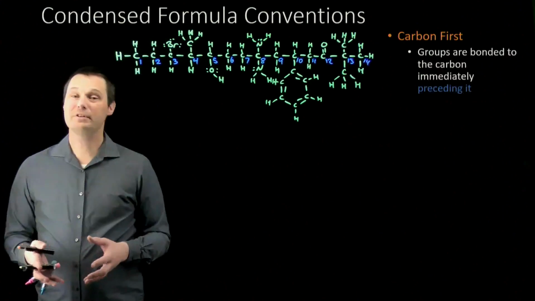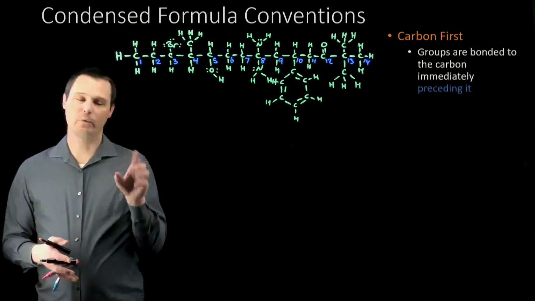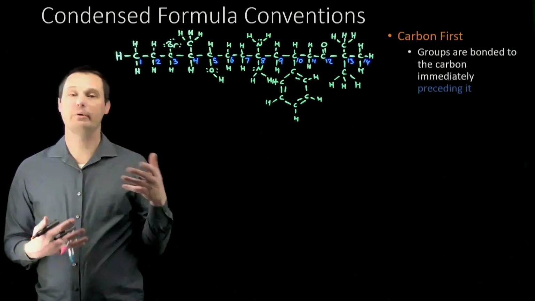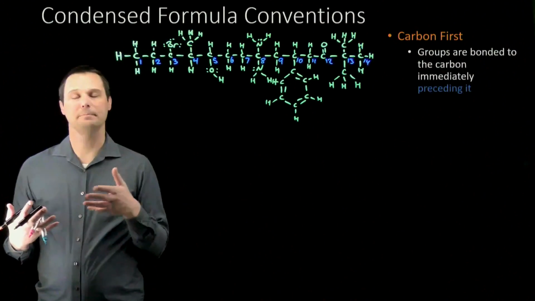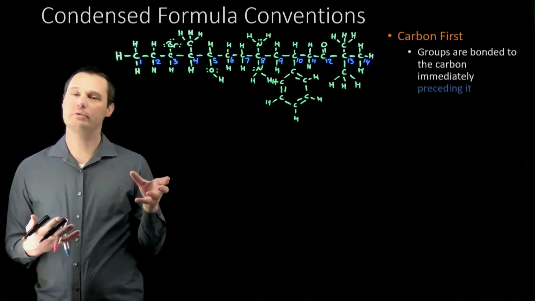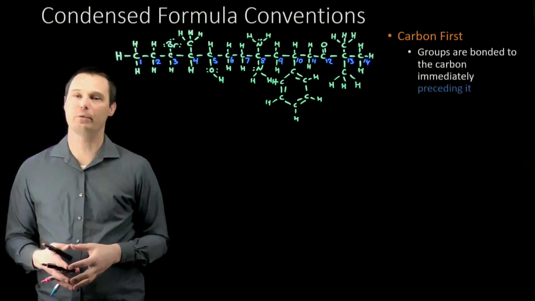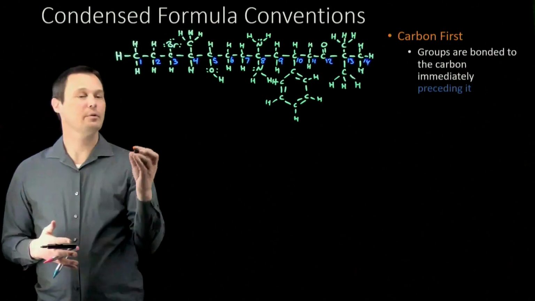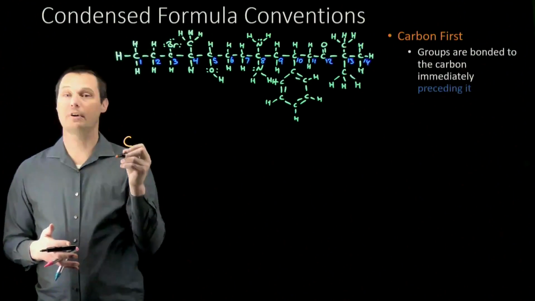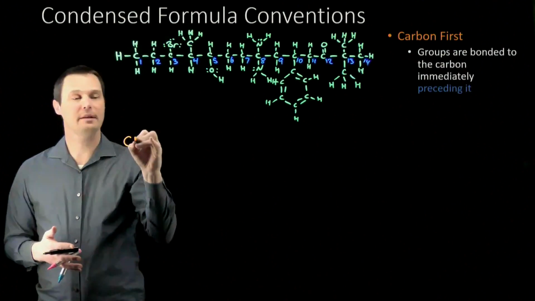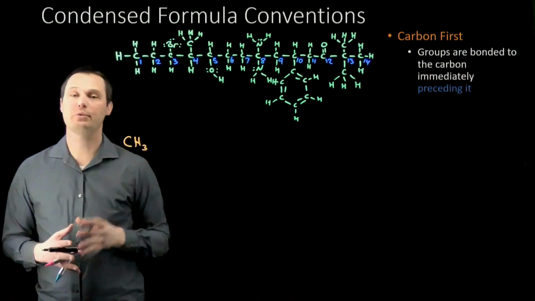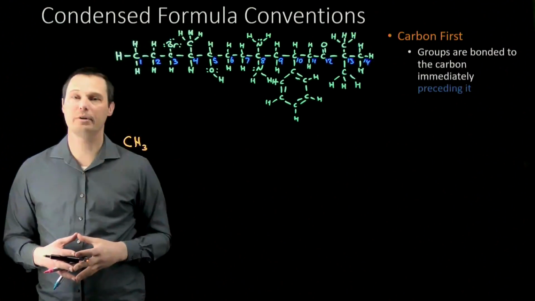Let's get started. The first convention says that we write the carbon first. We write the letter C for carbon, and then after the C, we write all of the things that are bonded to that carbon. Anytime we see bonding groups in organic chemistry condensed formulas, they are always bonded to the carbon immediately preceding it in the condensed formula. So for this condensed formula, if we start with carbon 1, we would first write the carbon for carbon number 1, and then carbon number 1 is bonded to 3 hydrogens, so we would write CH3. These would be the 3 hydrogens bonded to carbon number 1.